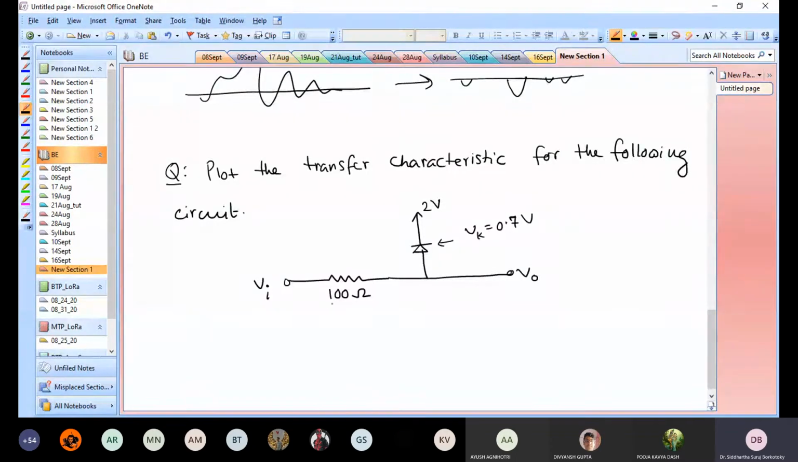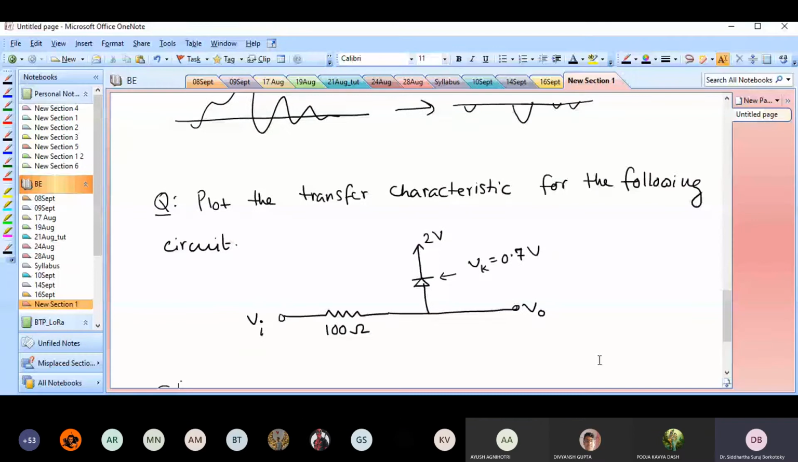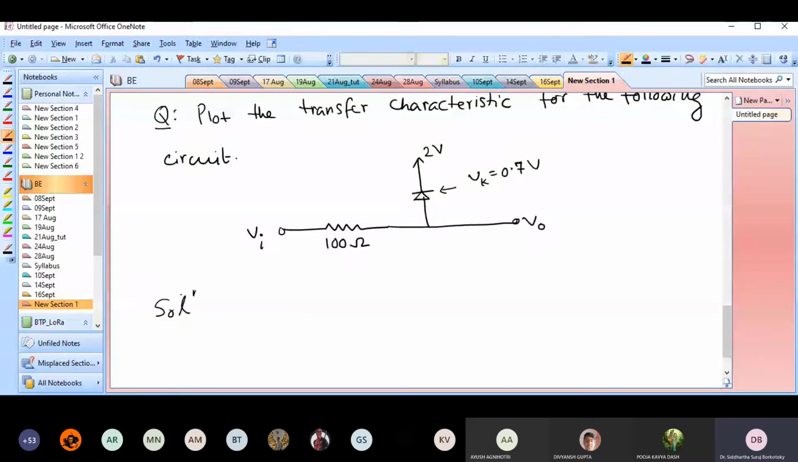Okay, so now coming back to this question, I want to plot the transfer characteristics. So what I want is a plot of V0 with respect to VI. Sometimes it's not very clear what is the input and what is the output, but normally we would draw the input at the left and output at the right. Whenever you see VI and then V0, it becomes clear implicitly that input is VI and output is V0. This is a very standard notation. So this is what I want to plot. This is the transfer characteristic. So this circuit, any guesses what this circuit is?